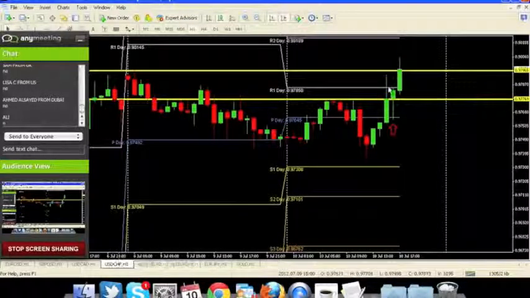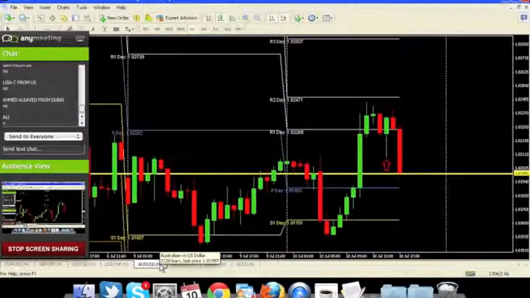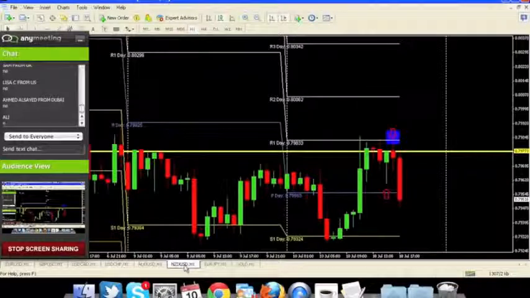Swiss franc is pushing above it. Aussie dollar is still at resistance, support, I'm sorry. New Zealand dollar pushed below it. Now, what does this push mean?